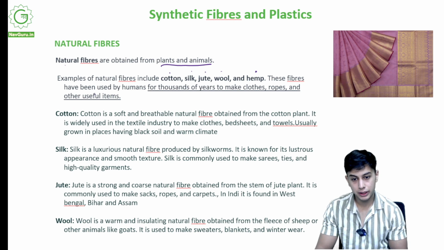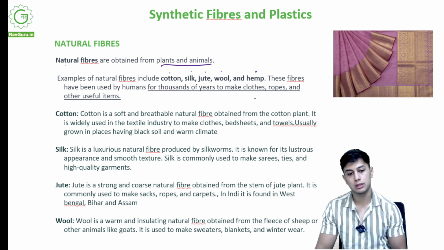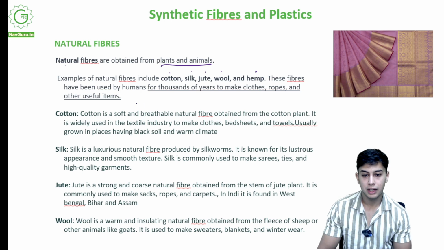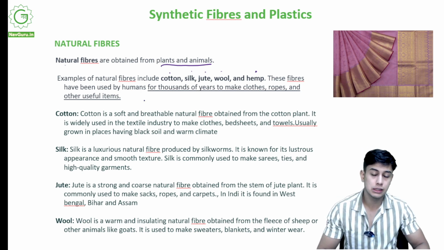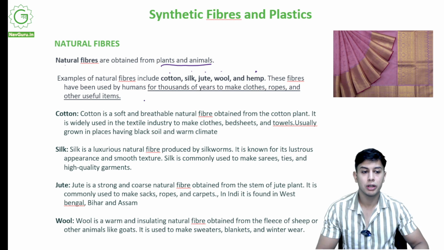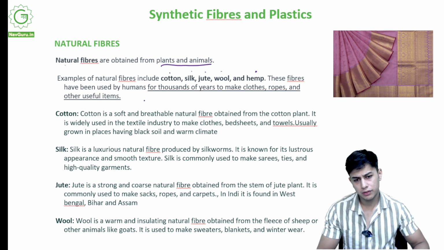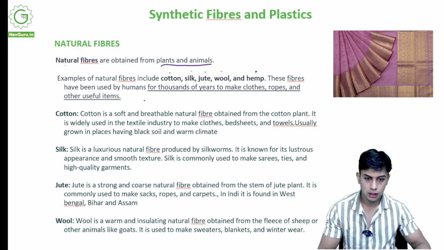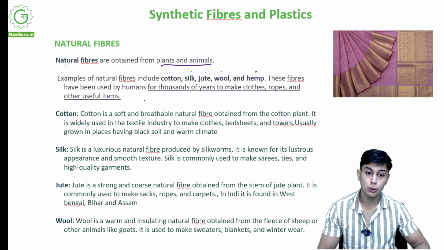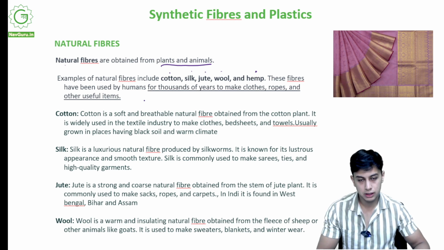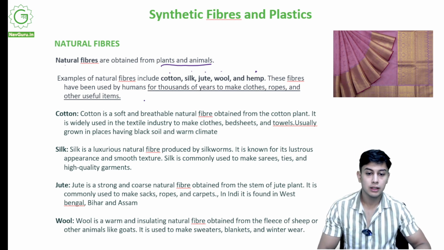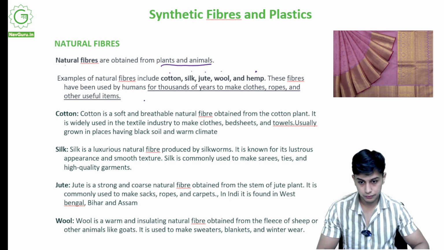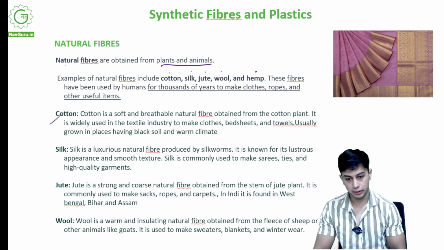These fibers have been used by humans for thousands of years to make clothes, ropes and other useful items. So before all these labs existed, how did we get clothes? For thousands of years, since ancient times, we have been wearing clothes. What fibers were used to make those clothes and are still used? Cotton, silk, jute, wool and hemp. We use these fibers for various purposes, but most of these are used for making clothes. So let's come to the first one, cotton.